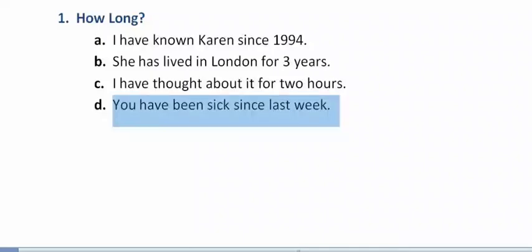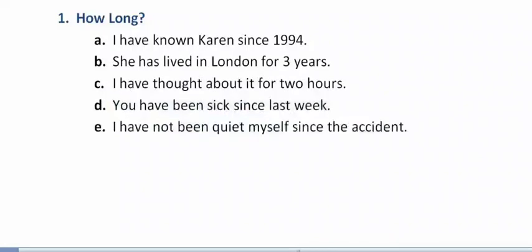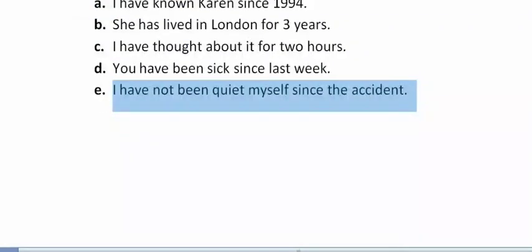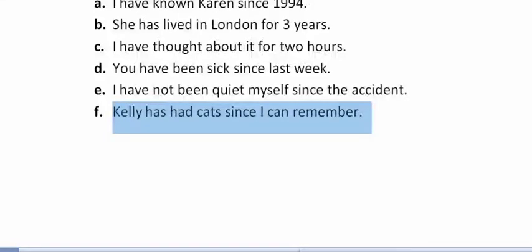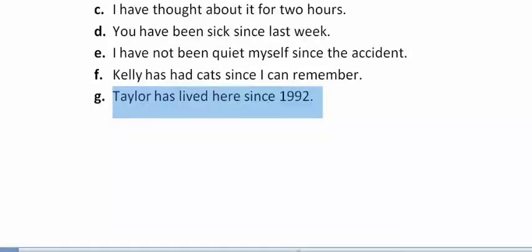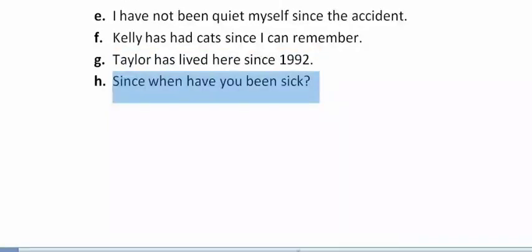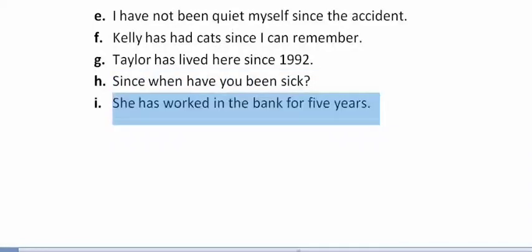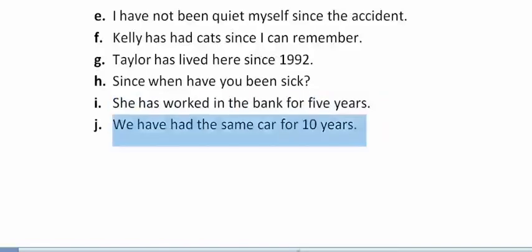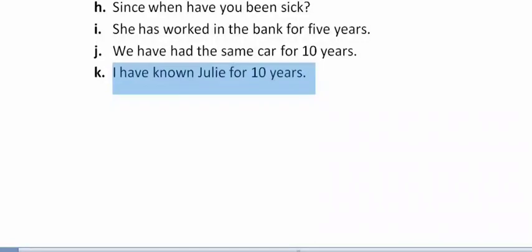You have been sick since last week. I have not been quite myself since the accident. Kelly has had cats since I remember. Taylor has lived here since 1992. Since when have you been sick? She has worked in the bank for 5 years. We have had the same car for 10 years. I have known Julie for 10 years.